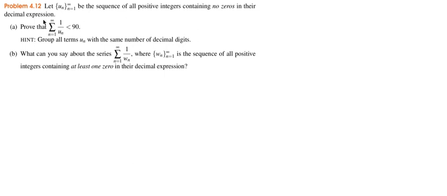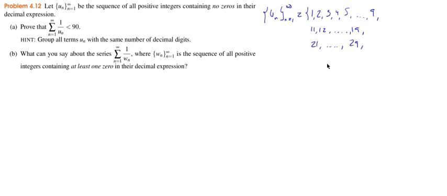Problem 4.12. Let u_n be a sequence of all positive integers containing no zeros in their decimal expression. So u_n, from n equals 1 to infinity, is the sequence 1, 2, 3, 4, 5, and so on up to 9, then not 10, and we have 11, 12, and so on up to 19, not 20, and then we have 21, and so on up to 29, not 30, and so on, right?